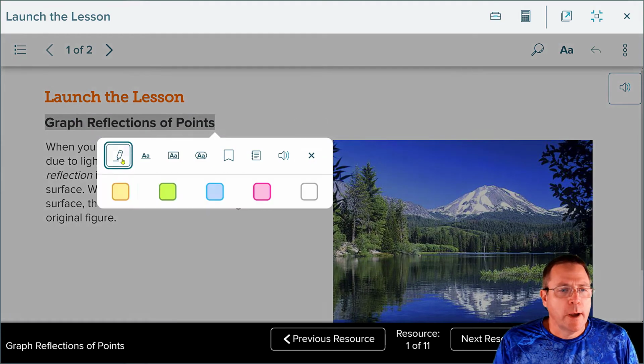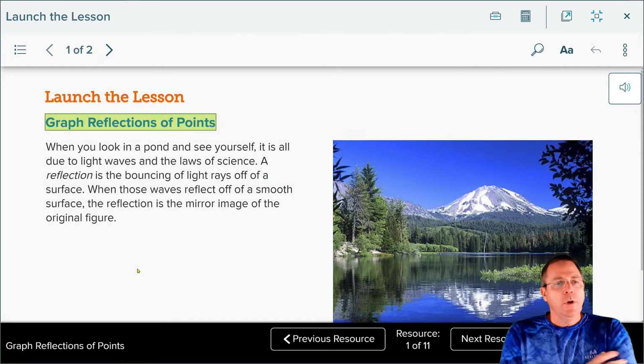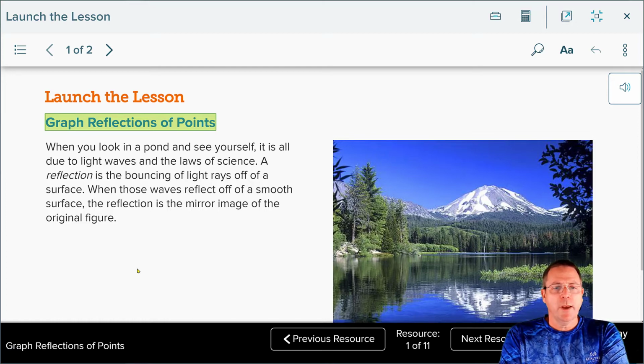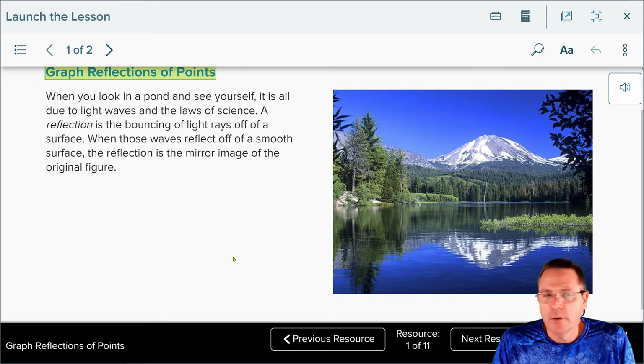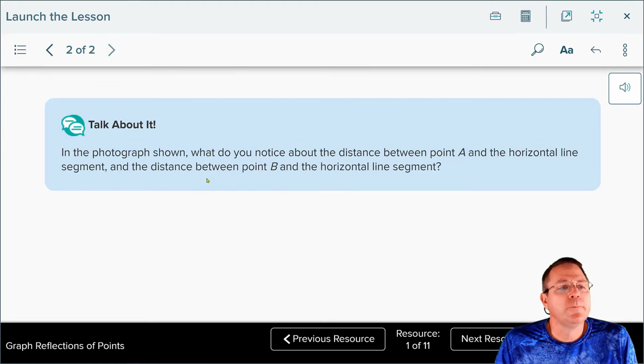Of course, we want to highlight our title. When you look in a pond and see yourself, it is all due to light waves and laws of science. A reflection is a bouncing of light rays off a surface, and when those waves reflect off a smooth surface, the reflection is a mirror image of the original figure. And you can see in the photograph they have a reflection of the mountain, which is the mirror image of the real mountain up above, although granted it's a kind of fuzzy mirror.